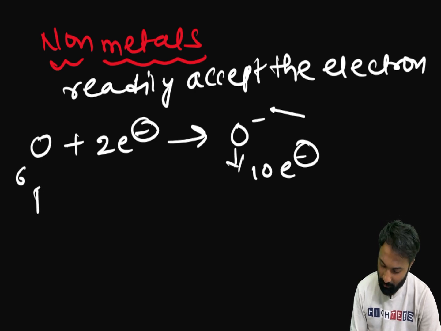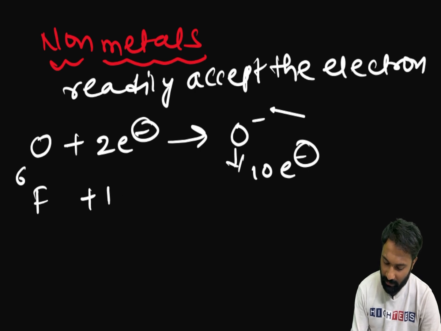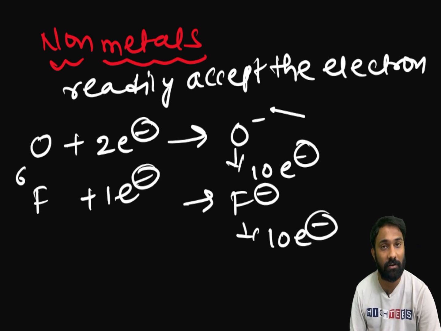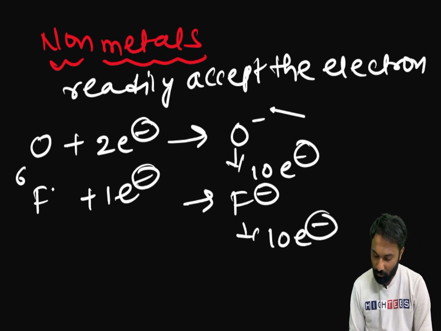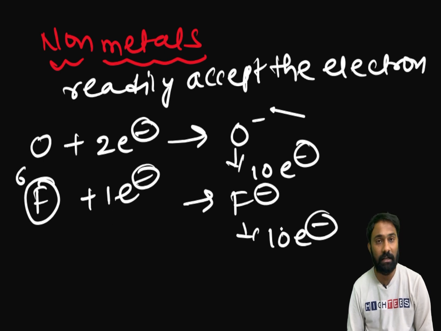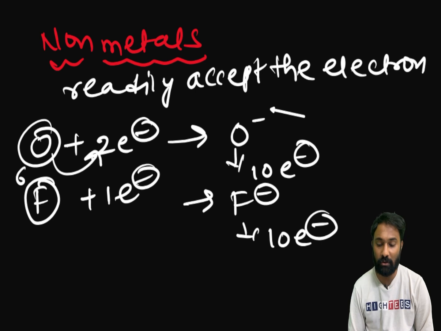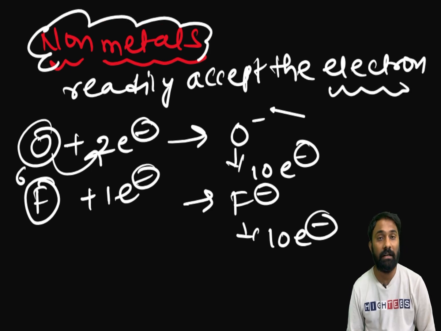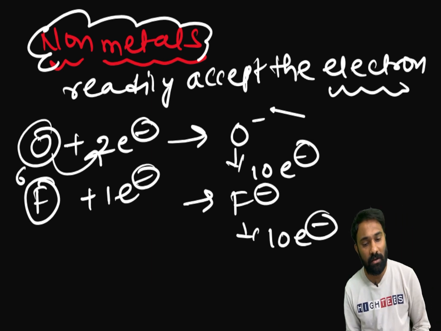Done. Now F minus, by taking 1 electron, it will reach F-, and it has 10 electrons. Now you can see fluorine, by taking 1 electron, reaches the octet electronic configuration, and oxygen also, by taking 2 electrons, reaches the octet electronic configuration. Done. Means the ones which readily accept electrons are known as non-metals. The ones which readily give electrons are known as metals.